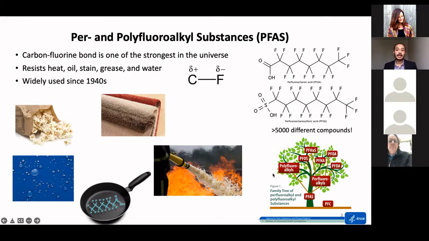What we need to realize here is PFAS are not one or two chemicals, but they represent a family of chemicals. Currently, there are more than 5,000 different organofluorine compounds that fall into the category of PFAS. And it's a very complex group of chemicals that we are still trying to understand as we do not have the ability to detect many of these chemicals in the environment.